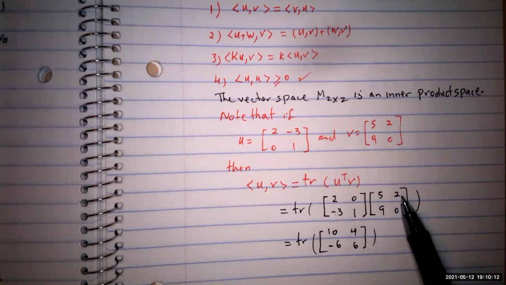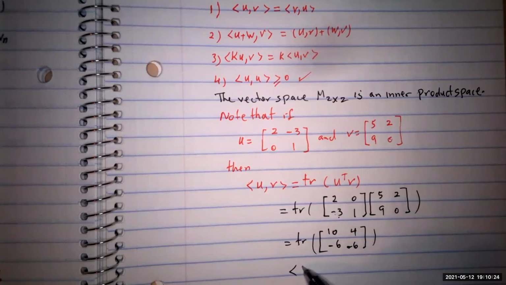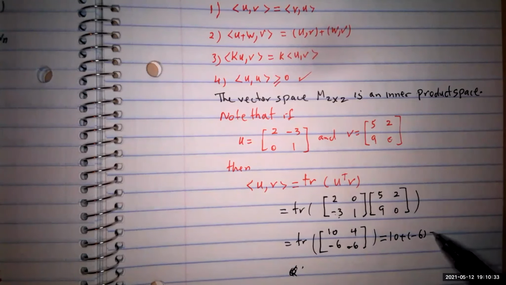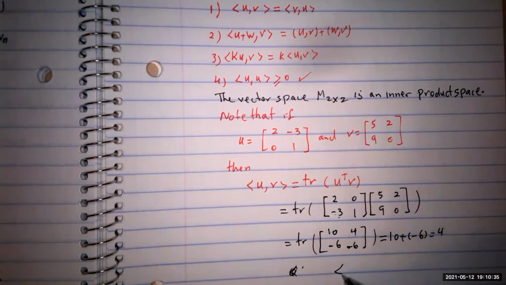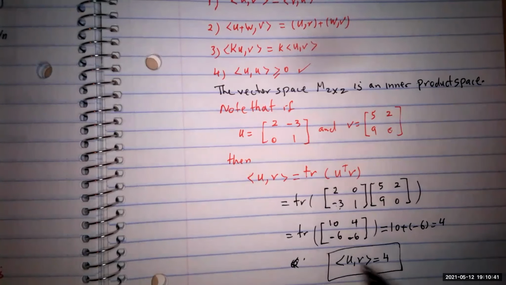And this is the one I missed. It's going to be negative 6. Okay, negative 6. Now the trace is going to be the sum of the main diagonal. It's going to be 10 plus negative 6, which is equal to 4. So the product of these two matrices, u dot v, is equal to 4.